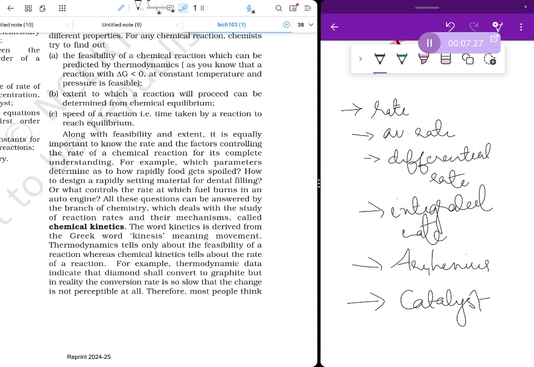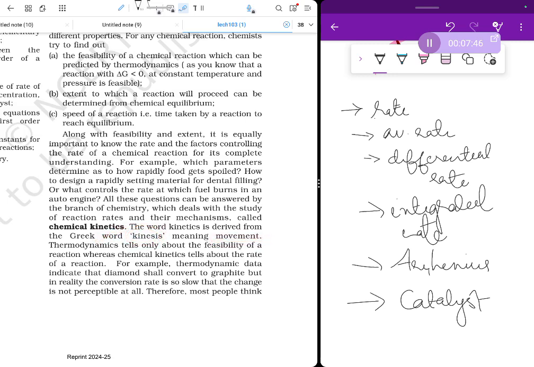Your automobiles and all these questions can be answered by the branch of chemistry which deals with the study of chemical kinetics, which deals with the reaction rates and their mechanism. The word kinetics is derived from the Greek word kinesis, meaning movement.